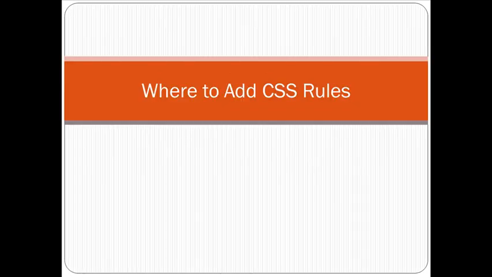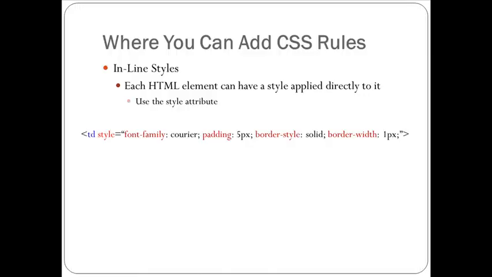So where do you want to add these rules? Where do the style sheets actually get added? Well, there's three possible places. The first one is inline styles, and you've seen a few of these. Each HTML element has a style attribute that allows you to add a style directly to it.